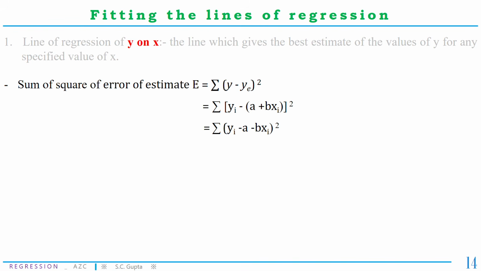The sum of squares of error of estimate, e, is equal to sigma of y minus ye whole square, which ultimately is equal to sigma of yi minus a minus b xi whole square. For the line of regression of y on x, the equations of slope and intercept are as given here.